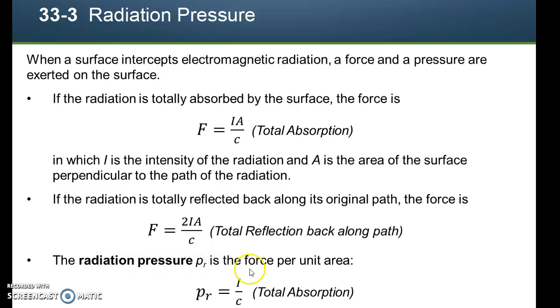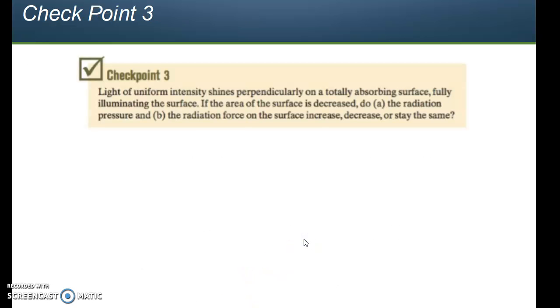So the radiation pressure is the force per unit area, with total absorption, PR equals I over C. Or in the other case, for total reflection, it would be PR equals 2I over C, right? Total reflection back along the path. So let's think about this. The light of uniform intensity shines perpendicularly on a totally absorbing surface, fully illuminating the surface. If the area of the surface is decreased, do A, the radiation pressure and the radiation force on the surface increase, decrease, or stay the same?